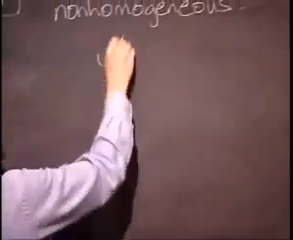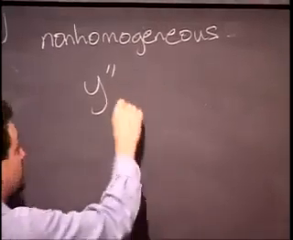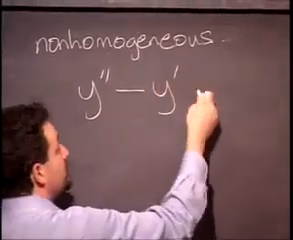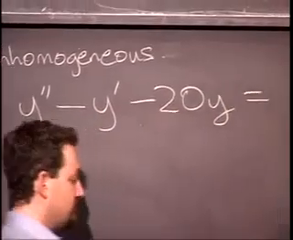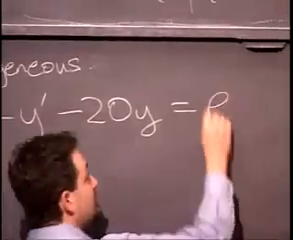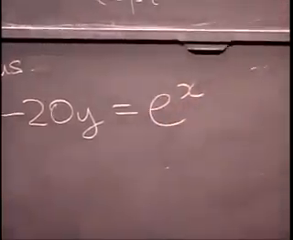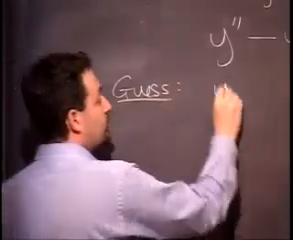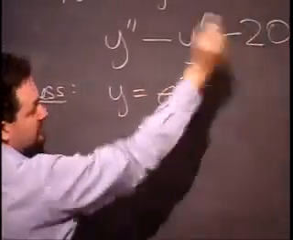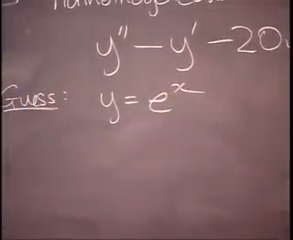All right. So here's an example. Suppose I take the example from the previous board, y'' - y' - 20y = 0. Well, I'm going to change the 0 to e^x. What's the solution of this? Well, let's try a guess. Let's guess y = e^x. Ah, there it is on the right-hand side. What the hey? I mean, that's pretty simple.